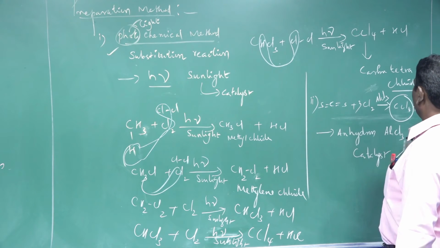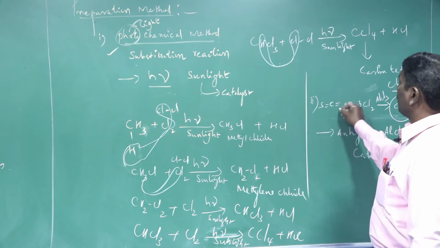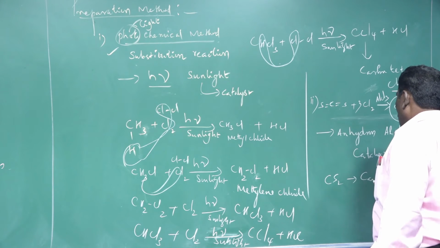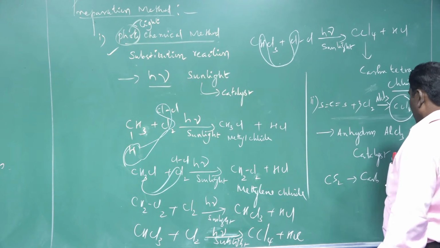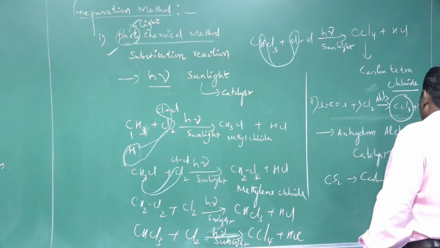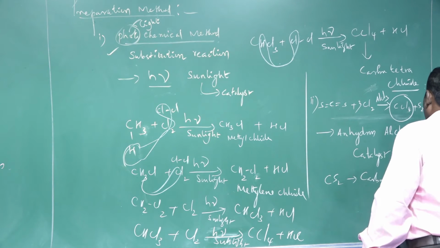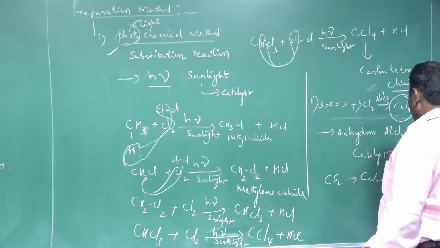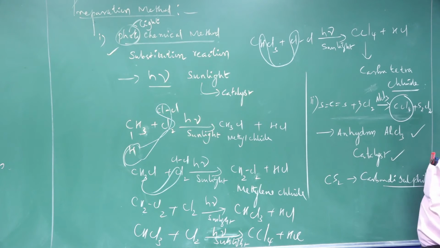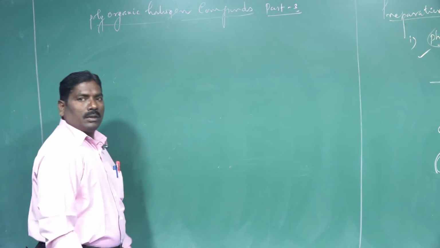The second method is by using carbon disulfide. The reactant is CS2, called carbon disulfide. Chlorine is taken, and anhydrous AlCl3 is to be taken as a catalyst. Now the product formed is called carbon tetrachloride.